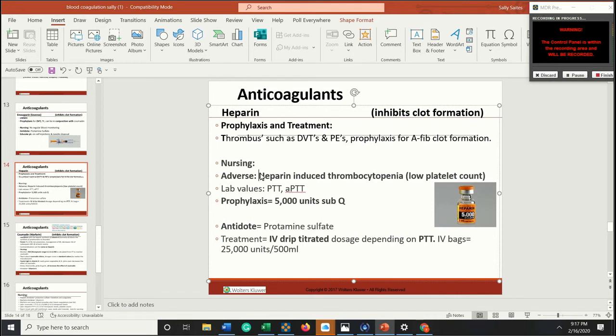Now for treatment, we use this in an IV drip, and the dosage depends on the PTT. This is a double witness when we're talking about hanging an IV drip, because there's 25,000 units in a 500 milliliter bag, and so we could completely overdose this patient and cause massive problems. So we co-sign, and there is a protocol, depending on the labs coming back, usually every 4 to 6 hours, where we adjust the dose. So it is your responsibility to make sure that the labs have been ordered and they're actually being taken and you're getting the values when you need them.